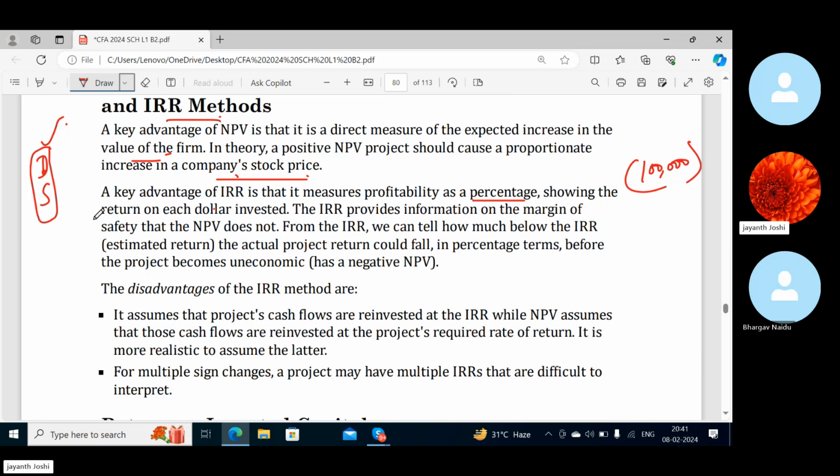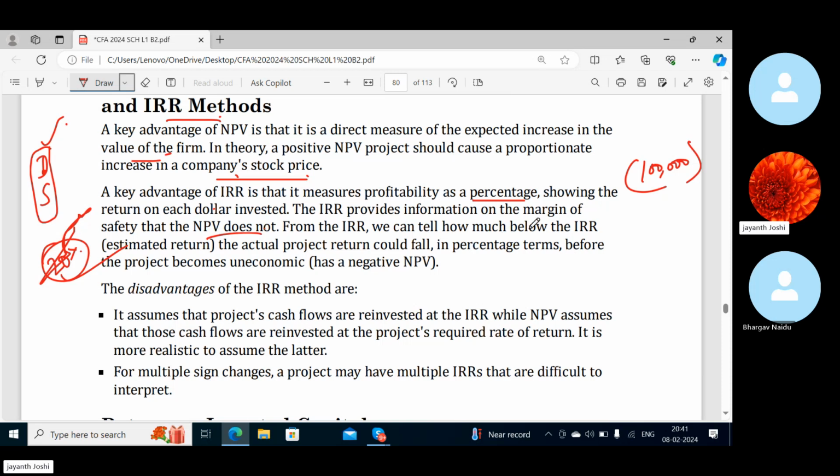So IRR tells you that this is the percentage at which your project, whatever you have invested, you'll get back. That makes sense, right? So it is in percentage form and it is very easy to understand. And the IRR provides information on the margin of safety that NPV does not. It shows you that at this percentage you are able to get back whatever you have invested. So you can easily understand this is the one at which you are able to break even, but that you won't get from NPV.